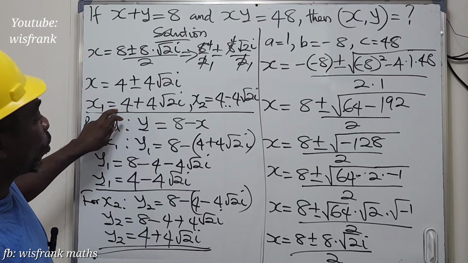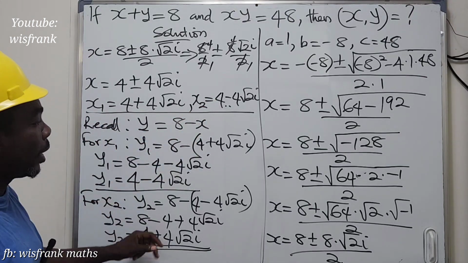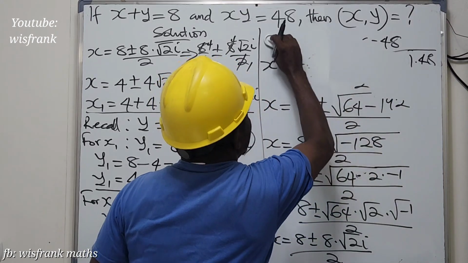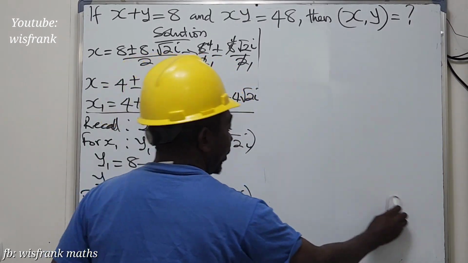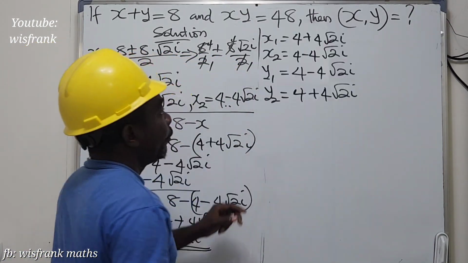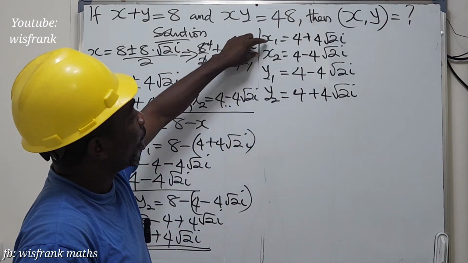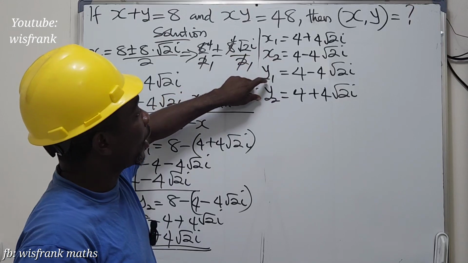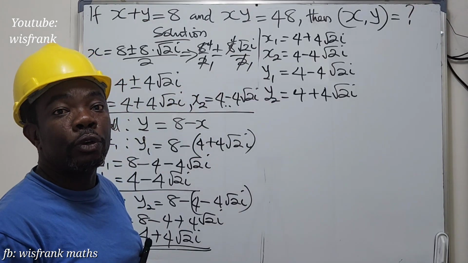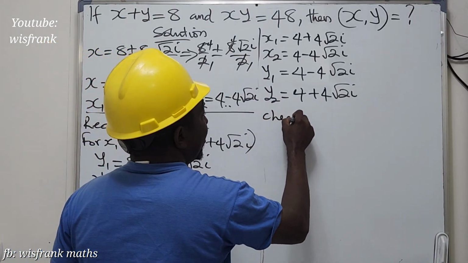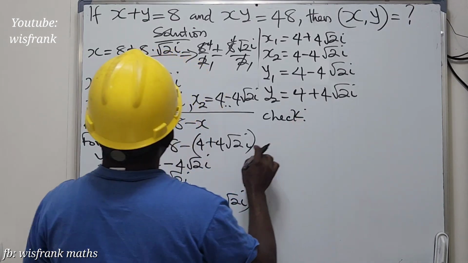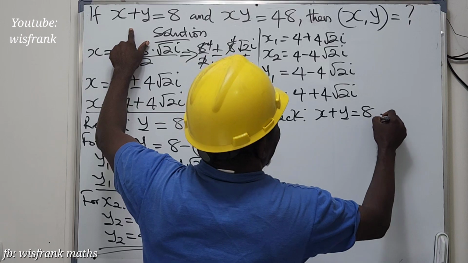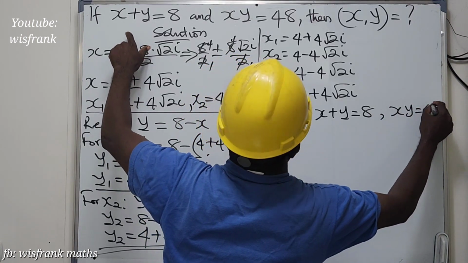And we have x1, x2, y1, and y2. We can express that on this other side for us to see how each of them is. So from here, if you look at this closely, what we have on x1 is what we have on y2, and what we have on x2 is what we have on y1. We are going to do a little check for us to see whether these values are correct. So here we have x plus y equals 8, and also xy equals 48.